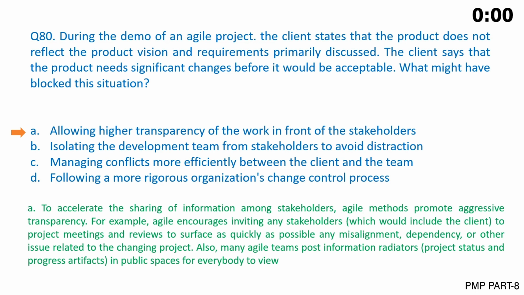The correct answer is A. To accelerate the sharing of information among stakeholders, Agile methods promote aggressive transparency. For example, Agile encourages inviting any stakeholders, which would include the client, to project meetings and reviews to surface as quickly as possible any misalignment, dependency, or other issue related to the changing project. Also, many Agile teams post information radiators, project status, and progress artifacts in public spaces for everybody to view.